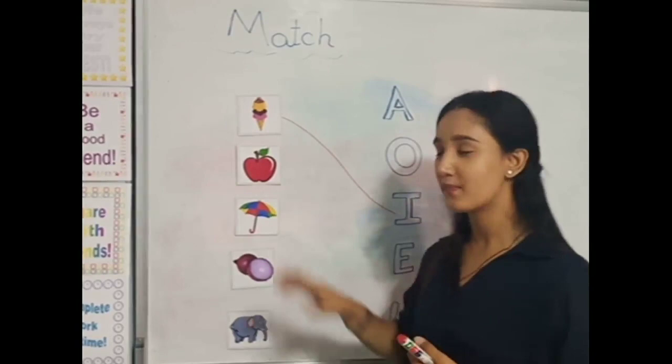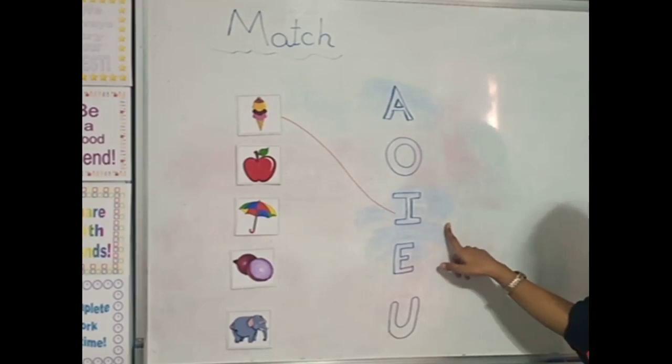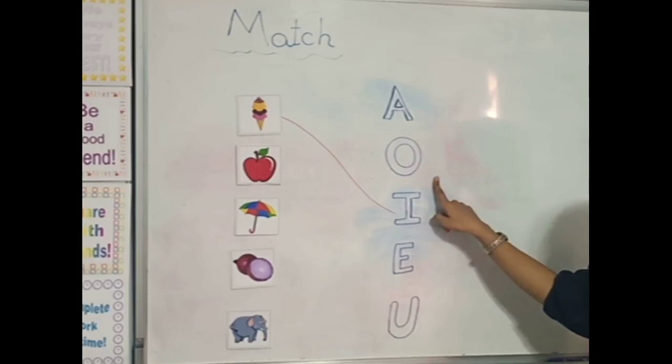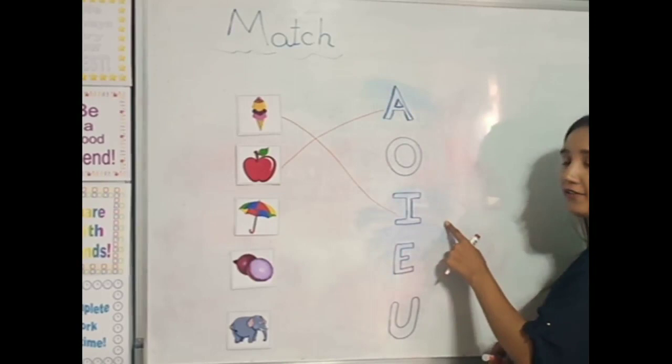How about apples? So, letter U? No. Okay, letter E? No. Letter I? No. How about letter O? No. How about letter A? Yes, very good. So let's match, okay? Apple and letter A. A for apple. I for ice cream.